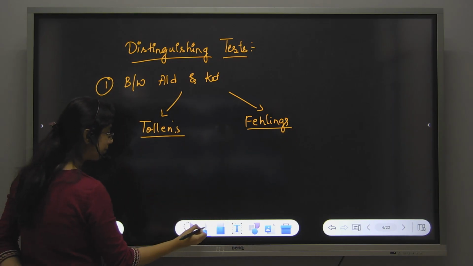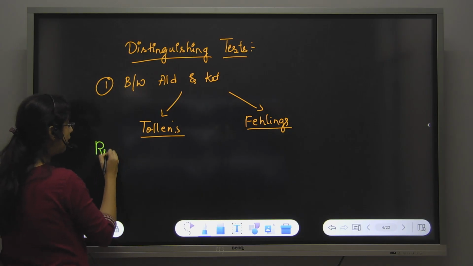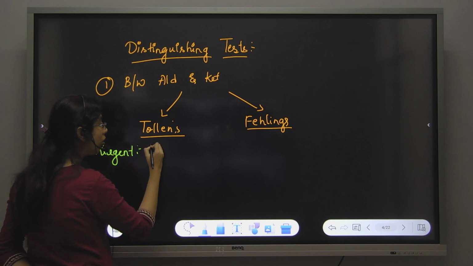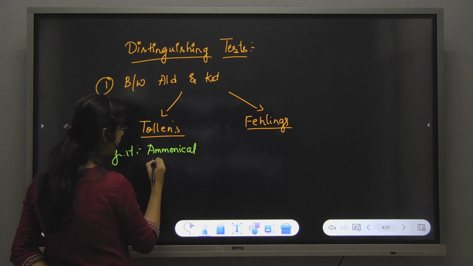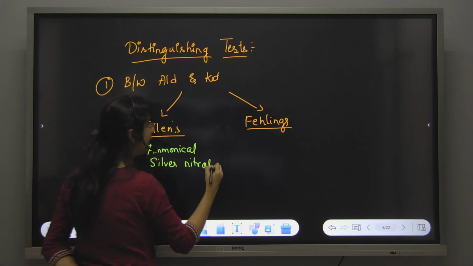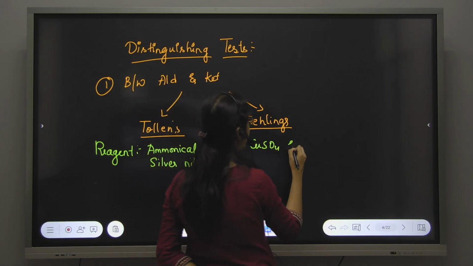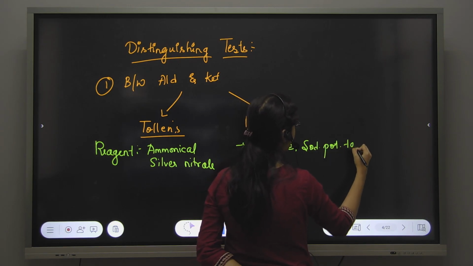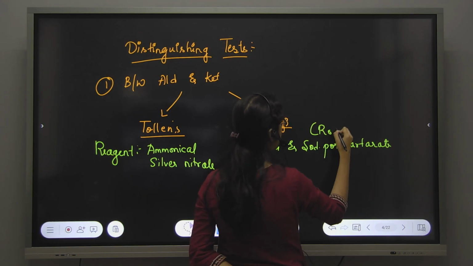Here the question can come in any way. What is the reagent that you are using in Tollens test? We use ammoniacal silver nitrate. And in Fehling's, we use copper sulfate and sodium potassium tartrate, which is also called Rochelle salt.